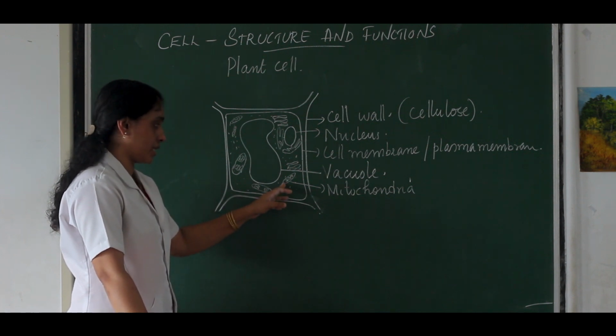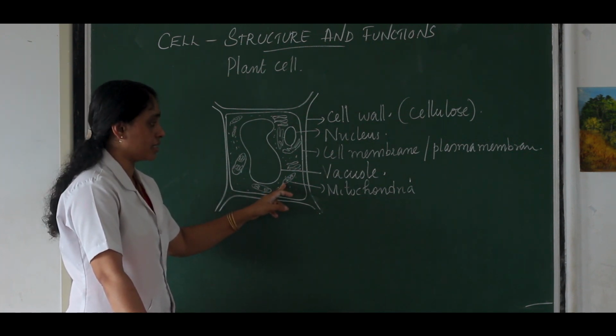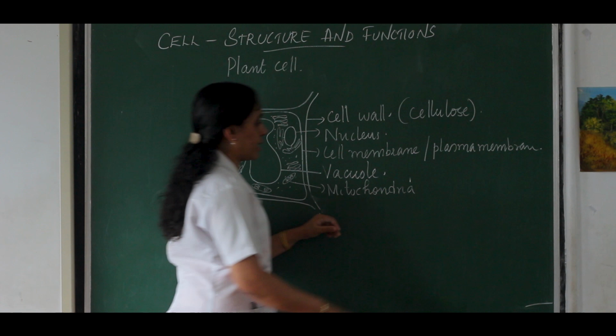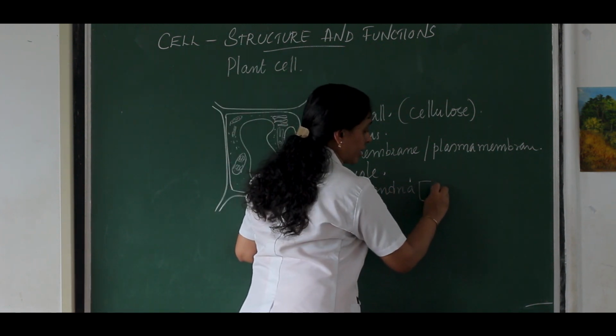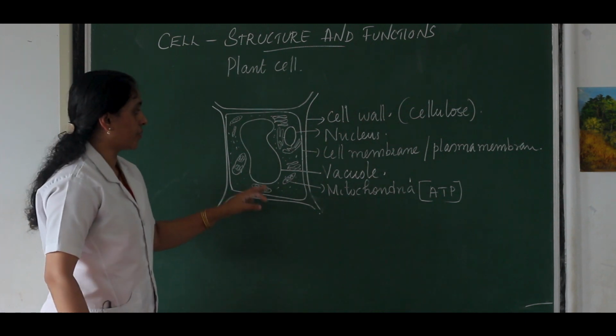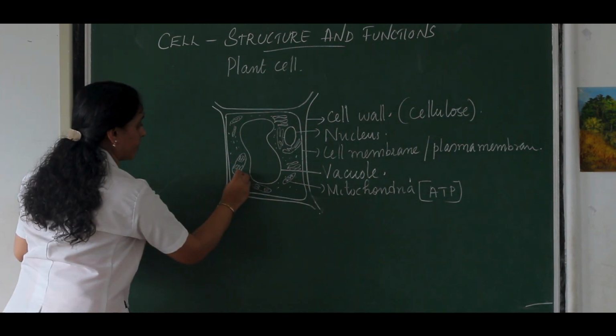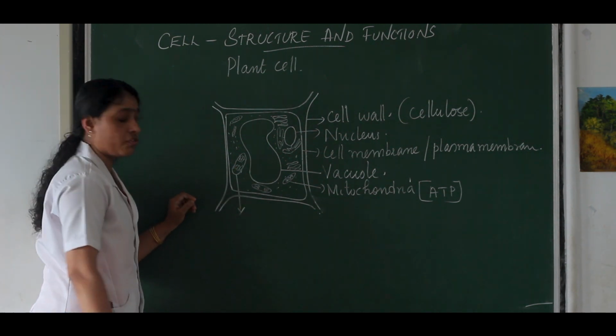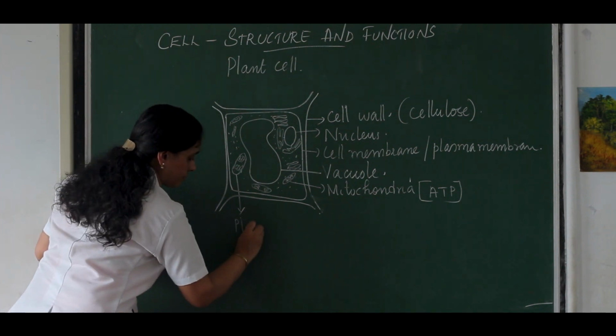Mitochondria, a double membrane cell organelle. Its function is similar to that in the animal cell. It acts as the powerhouse of the cell, which generates ATP for the cell. Same function. Okay. Next, another difference is the presence of plastids.